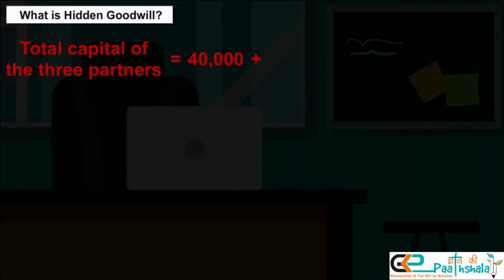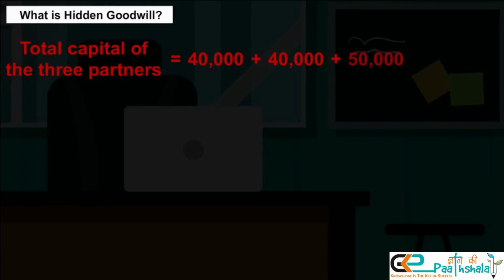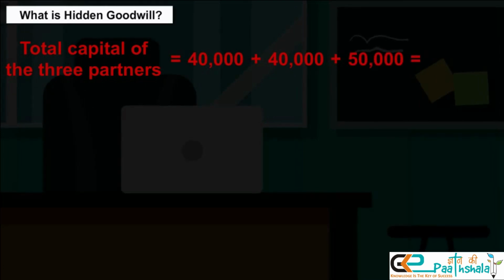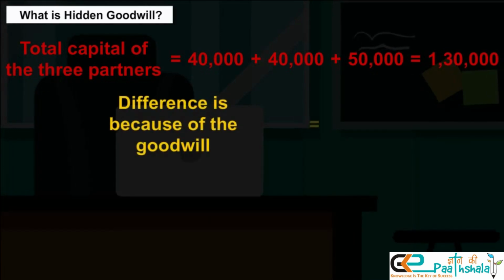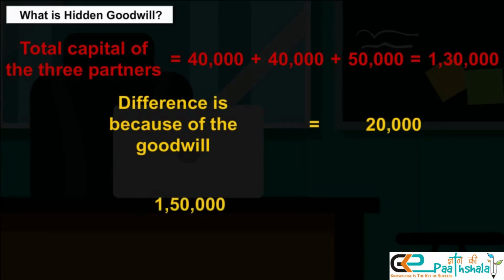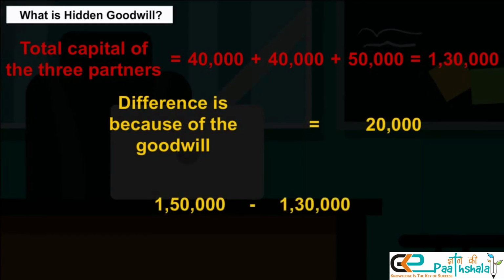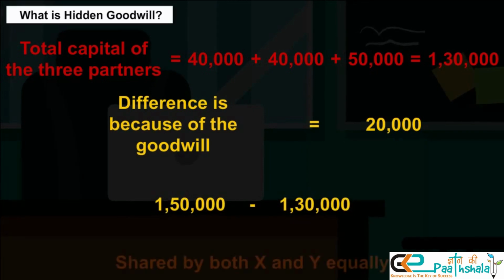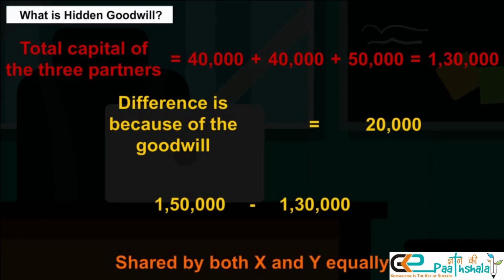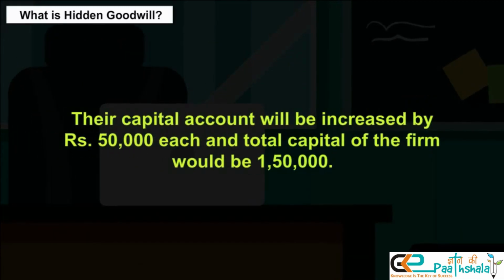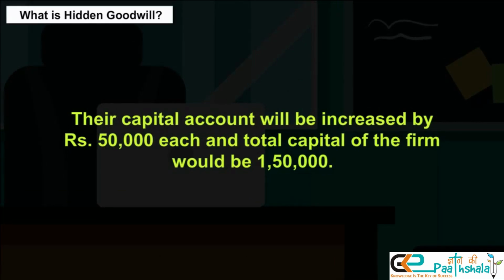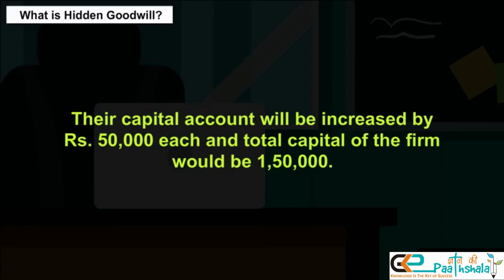But the total capital of the three partners comes out to be 40,000 plus 40,000 plus 50,000, which is equal to 1,30,000. The difference is because of the goodwill, that is 20,000 (1,50,000 minus 1,30,000), which will be shared by both X and Y equally. So, their capital accounts will be increased by 10,000 rupees each, and total capital of the firm would be 1,50,000.